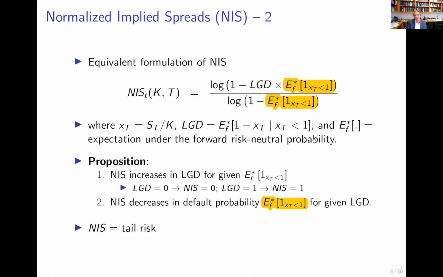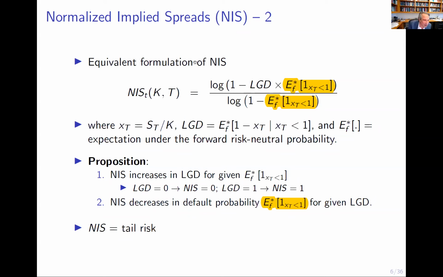Of course, LGD and the expected default probability are not independent, so you can't really do this thought experiment and change all the distributions. But if you see what I'm writing here, NIS is nothing more than a measure of tail risk. For a given probability of default, which is the second term here with the star, the bigger the tail, the bigger is the LGD in expectation, or under risk-adjusted probabilities, the bigger is NIS. So one way to interpret it very nicely is as a measure of tail risk.